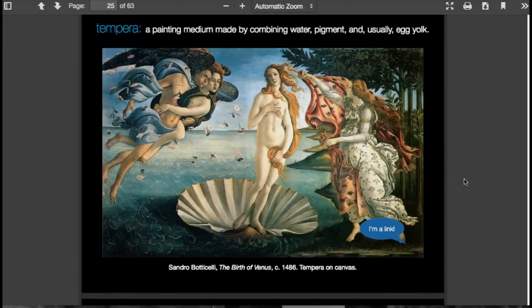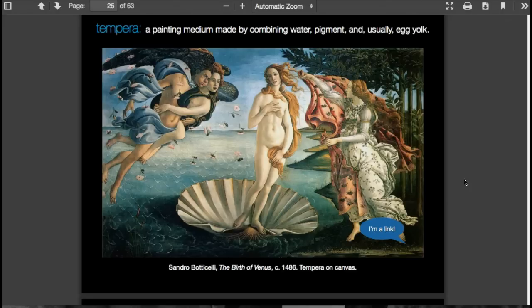Okay, let's talk about tempera painting. This is a painting medium made by combining water, pigment, and usually egg yolk, which serves as a binder for the paint. It gives us these really beautiful satiny finishes. Think of painting your house: you've got flat paint, semi-gloss, and eggshell. Eggshell has a nice finish, not quite matte but not quite glossy, somewhere in between. That's what we get with tempera paint. It's a lovely texture for paintings.